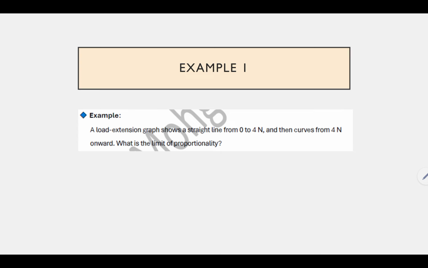So if you have a question that asks: a load extension graph shows a straight line from 0 to 4 newtons, and then curves, no longer a straight line, from 4 newtons onward, what's the limit of proportionality? Take a minute, think about it, pause the video, and then unpause to see the answer. The correct answer is 4 newtons.